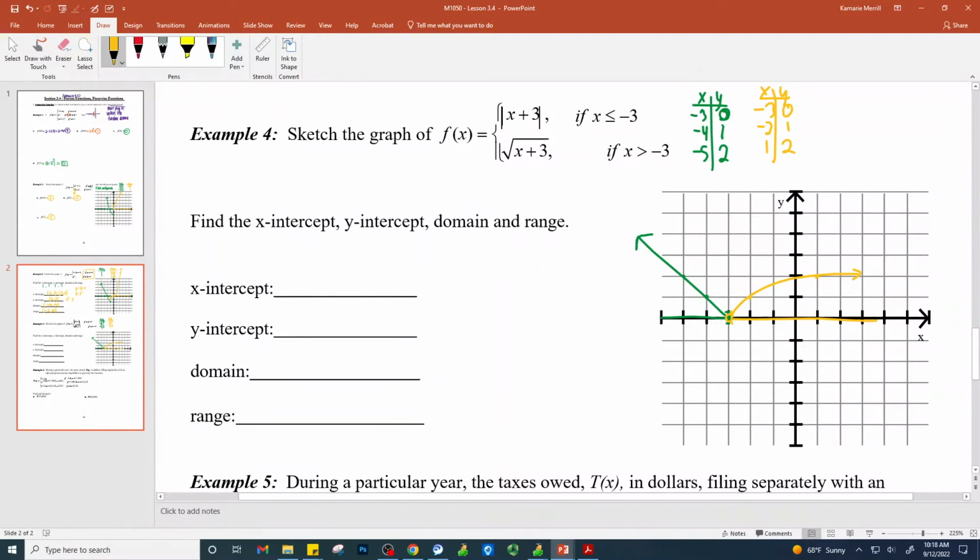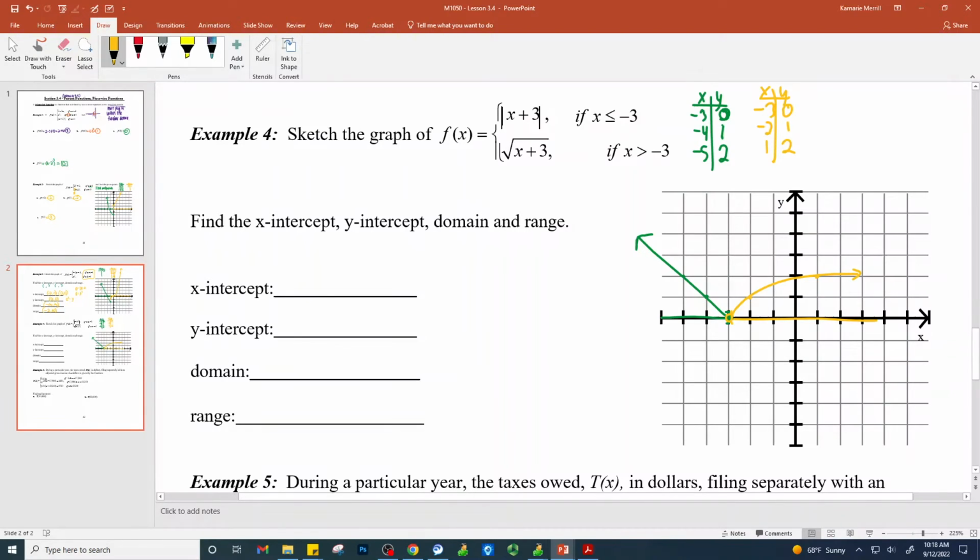Alright, went nice and slow. Is that enough time? Okay. Now it's okay if they meet because my domain is still all reals. It's just inclusive on the green, right? So that's okay if they meet.